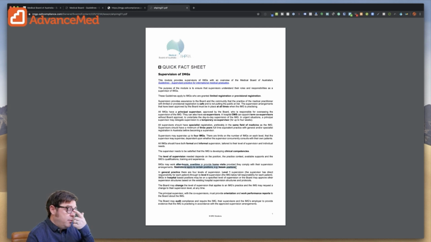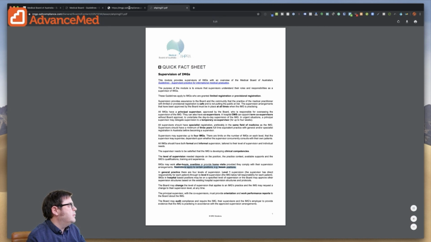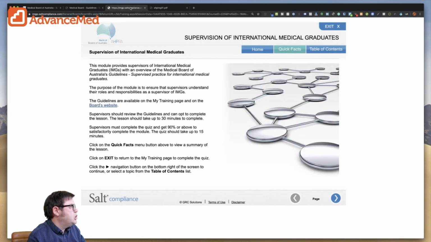So, as I think I said in a previous video or a blog, it's very unlikely that you're going to be able to work as a locum other than in a few special schemes in general practice that have been set up. But otherwise, you need to have your general specialist registration to be a locum. Levels of supervision may change the level of supervision. The supervisor must provide orientation and work performance reports, and there is an audit process. Okay, great. Quick fact sheet.